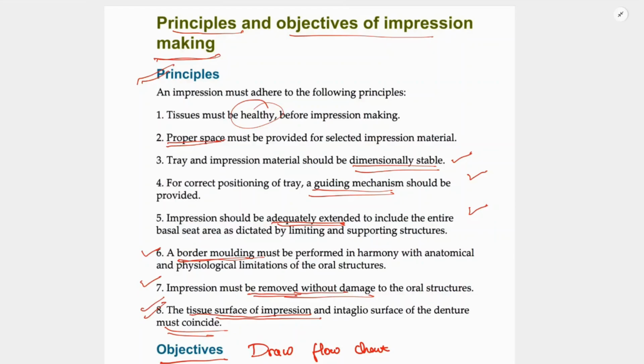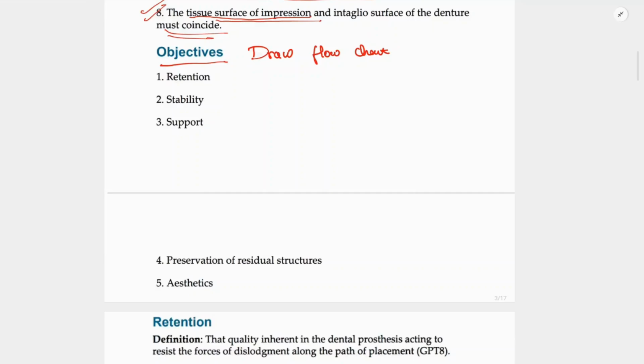To begin with, it is very easy to remember. If a tissue is healthy, then there will be proper space that you can provide to the healthy tissue for selecting the impression material. The impression material, if you are selecting, should be dimensionally stable. If all the 3 points match, that is the tissue is healthy, proper space is given, and the impression material is dimensionally stable, then next is the correct positioning of the tray. If you don't position the tray correctly, the impression will not be recorded nicely.